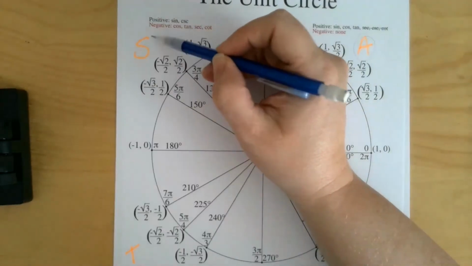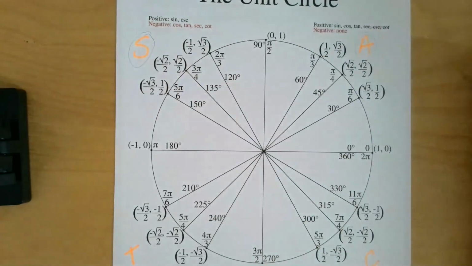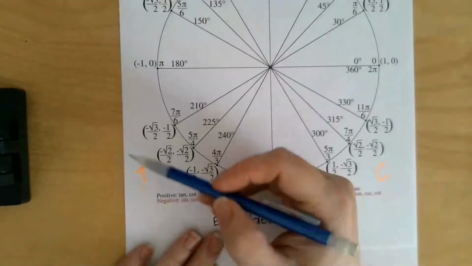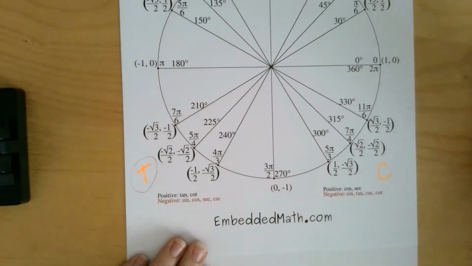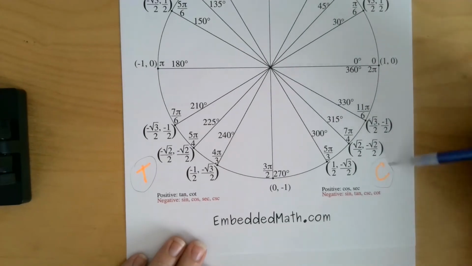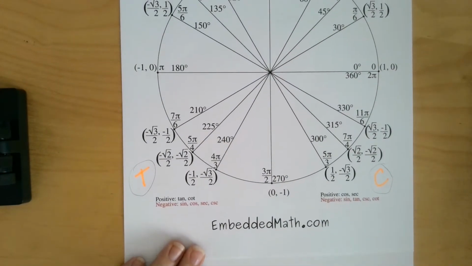In the second quadrant, sine is the only thing that is positive. In the third quadrant, tangent is the only thing that's positive. And in the fourth quadrant, cosine is the only thing that's positive.